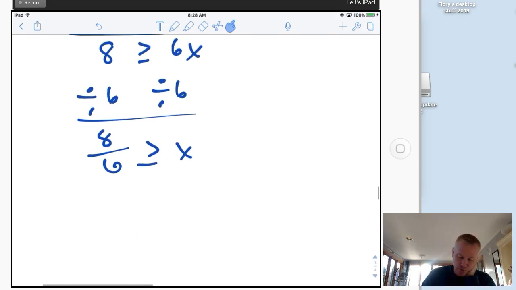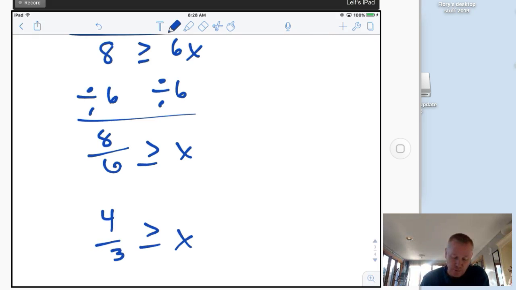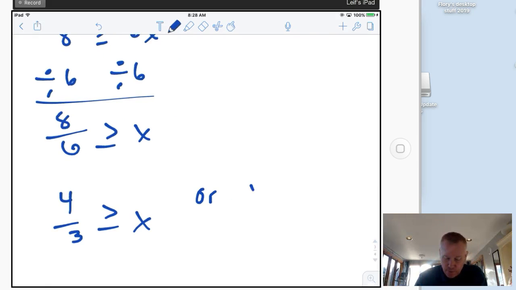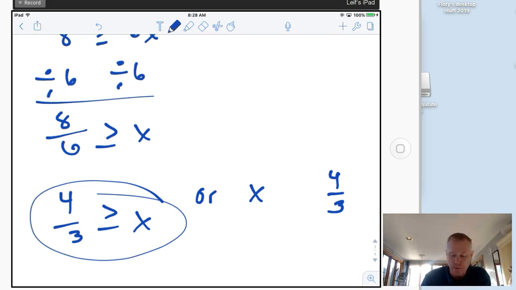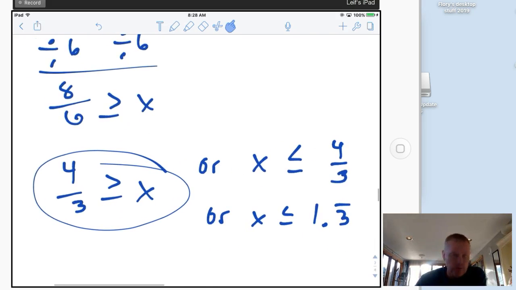That can be reduced. 8 divided by 6 is the same as 4/3. You can either do a decimal, or as a fraction, it's 4/3. Here's something worth noting too. Suppose I put the x over here and the 4/3 here. If you read this one, it says x is less than 4/3, which means you have to actually flip the sign since I flipped what's on each side of the inequality. Or I can also say x is less than or equal to 4/3, which is 1.3 repeating. Okay, so any of those three answers is fine for me.